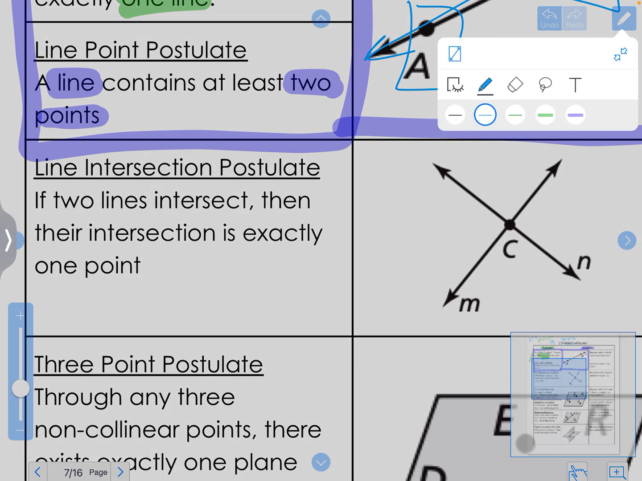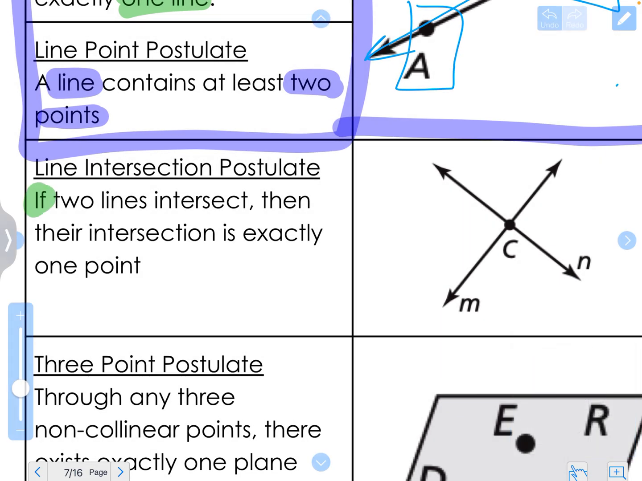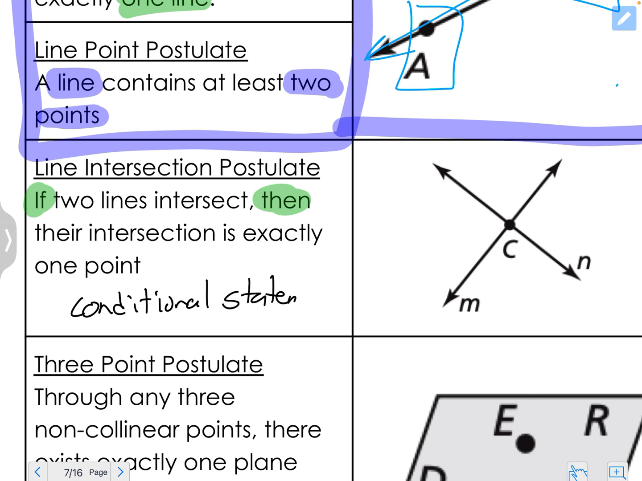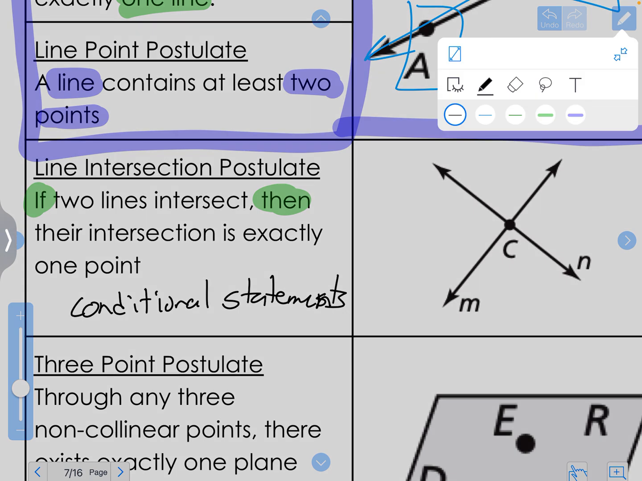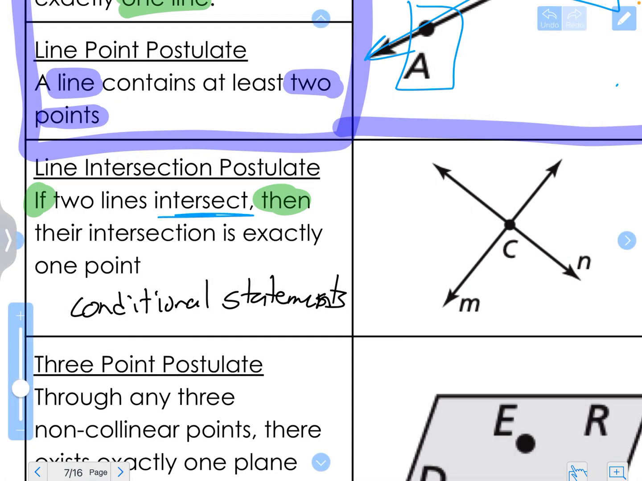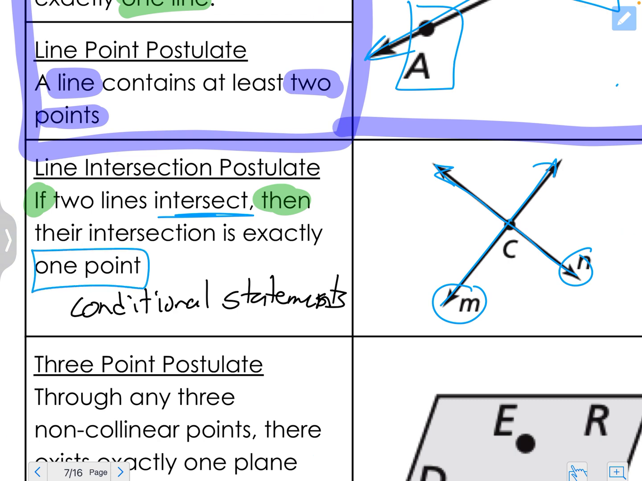So next we're looking at our line intersection postulate. So if, then, a lot of these are going to be written as conditional statements. That means we can think about their converse, we can think about their inverse, we can think about their contrapositive, and we could even, some of them, turn them into a biconditional statement. So if 2 lines intersect, so I have line M and I have line N, and they go through one another, then their intersection is always going to be 1 point, which in this case is point C. So lines can only meet at 1 point.